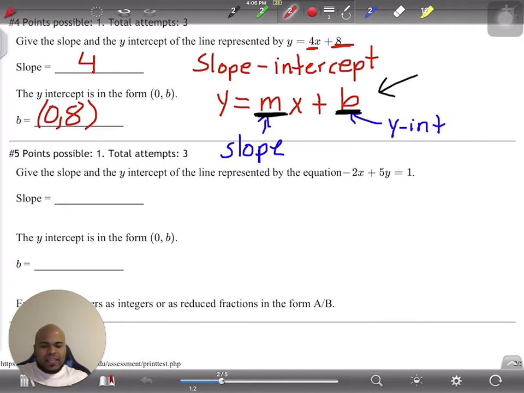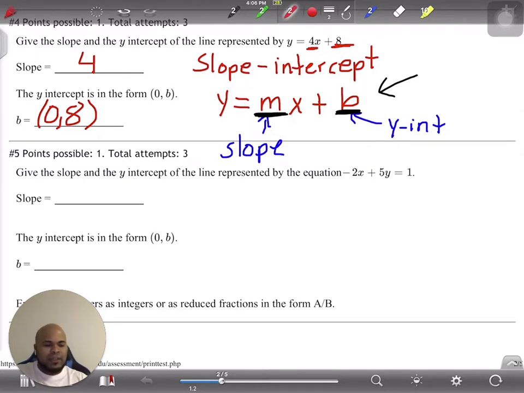Number 5, give the slope and the y-intercept of the line represented by the equation negative 2x plus 5y equals 1. Well, you might be tempted to say that the slope is negative 2. And remember, that's standard form. That is not slope intercept form. So you cannot tell the slope just by looking at this equation.